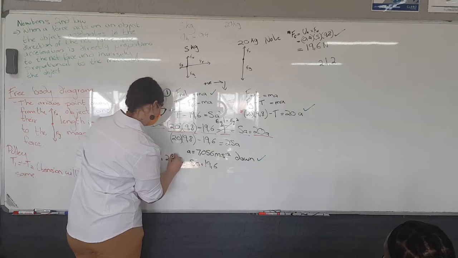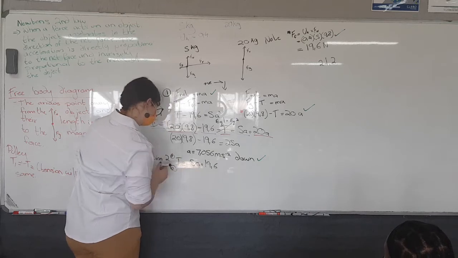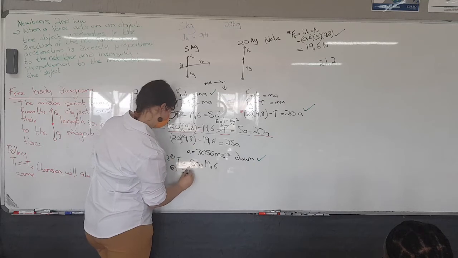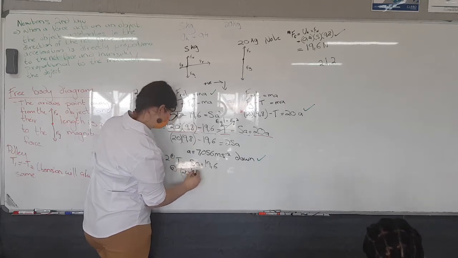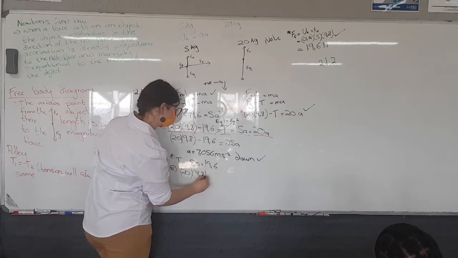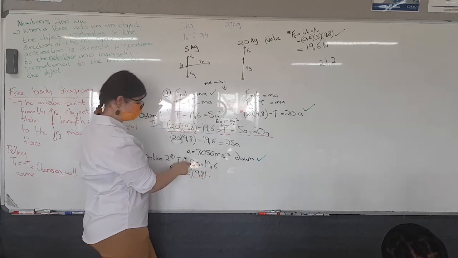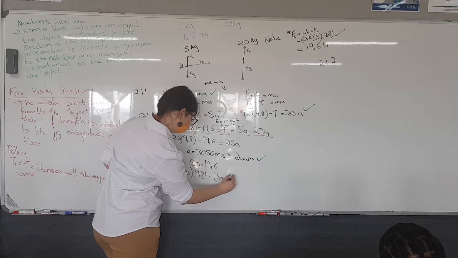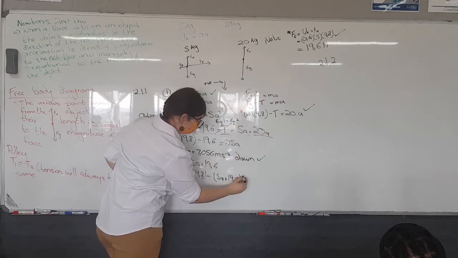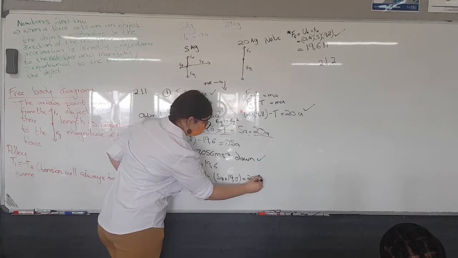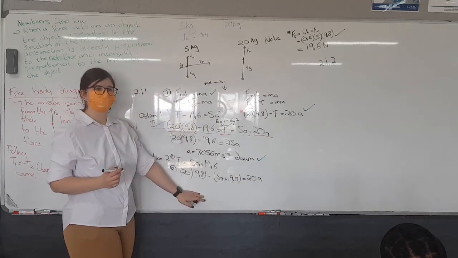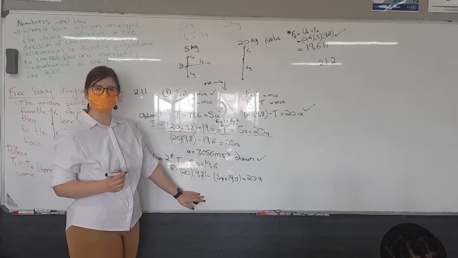This is equation 1. Equation 2: we say 20 times 9.8 minus, I've got my answer for tension here, 5A plus 19.6, is equal to 20A. Alright, you got happy with how I did that? That makes a bit more sense.